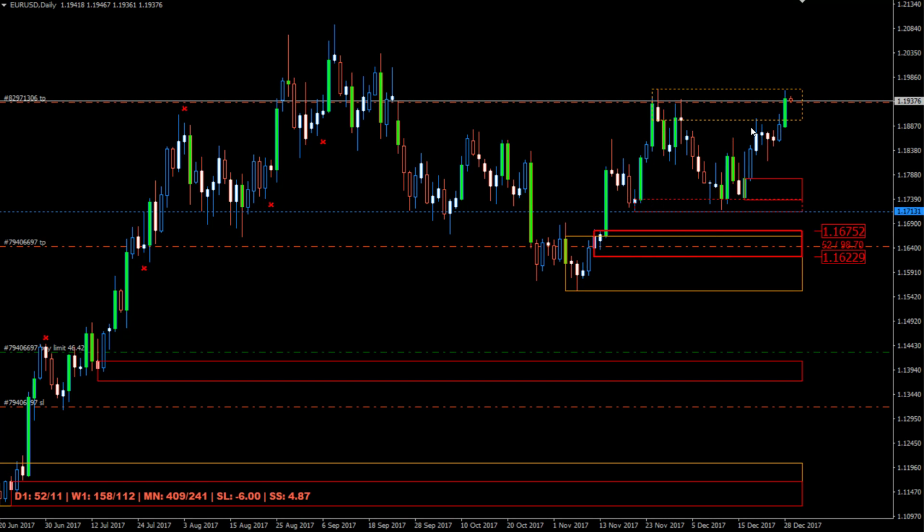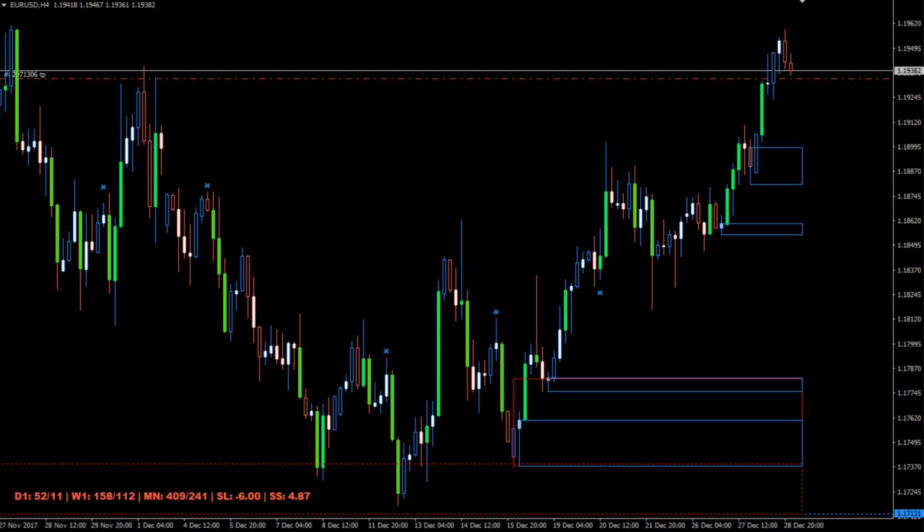And now price looks like it's maybe going to look for some bullish liquidity in order to continue moving higher. Where is that demand that's going to do that? Well, that's our job to find.